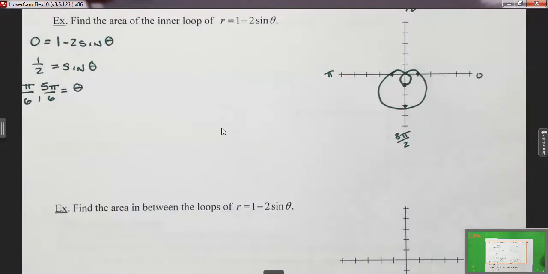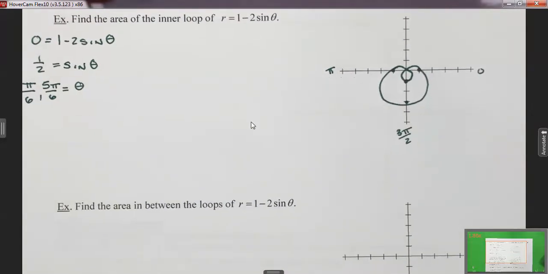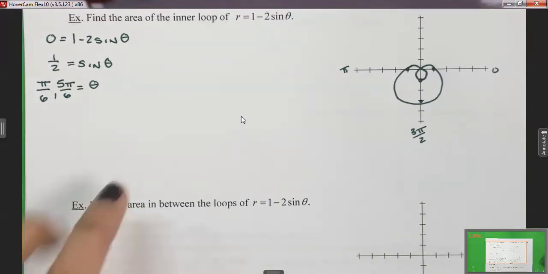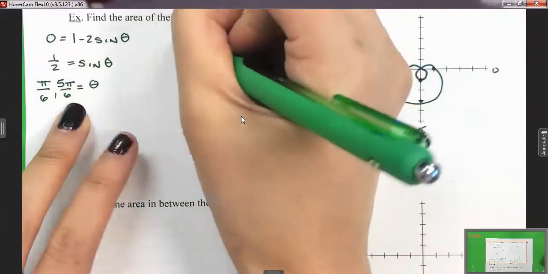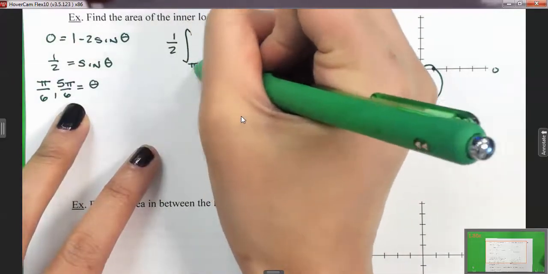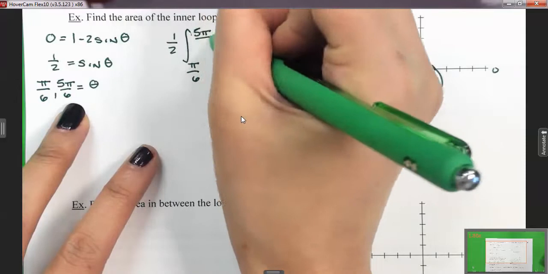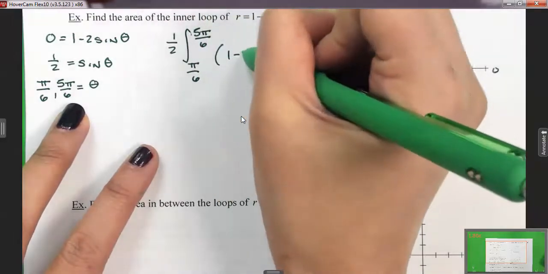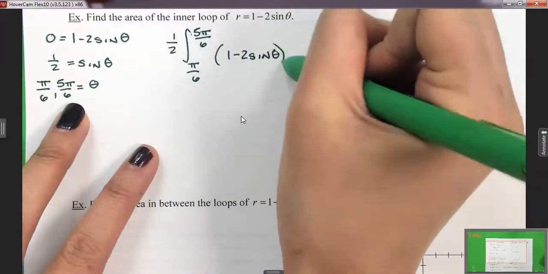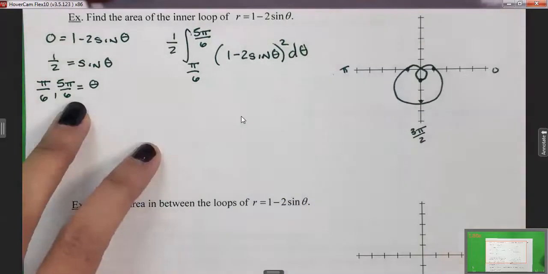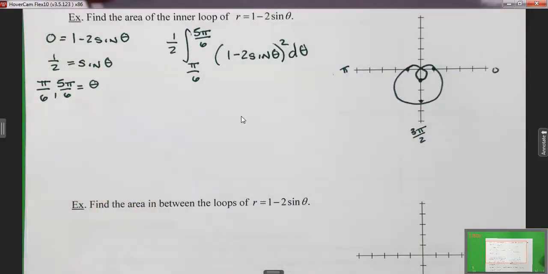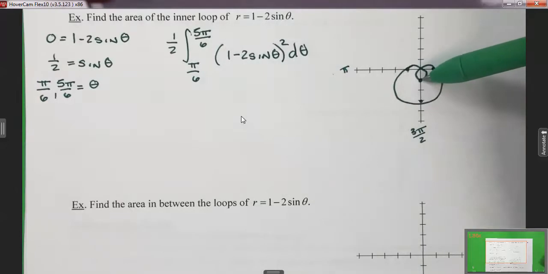Okay. So, this is super easy. If you know those 2 locations, then you can just go 1/2 integral from pi over 6 to 5 pi over 6 of 1 minus 2 sine theta squared d theta. Right? I could also go pi over 6 to, where do I hit here? That was pi over 2, right? I could go pi over 6 to pi over 2 and double it, right?